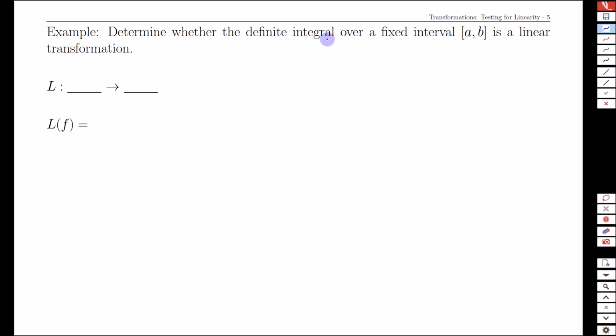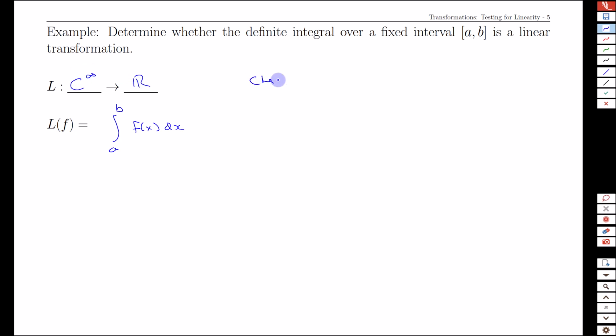Well, what we're going to do is take functions. So let's start with C infinity, but some set of functions. And when we integrate that over a fixed interval, what does that mean? That means I'm going to take my function f and integrate it from a to b. And from calculus, we know that gives us a single value. It gives us a number. So that's going to map to the real values. So the definite integral can be thought of as a transform of functions to the real line.